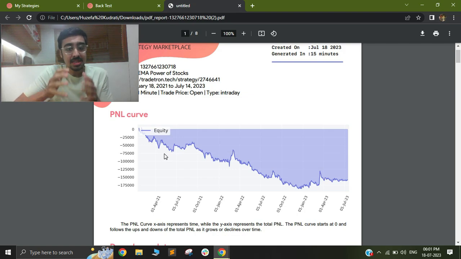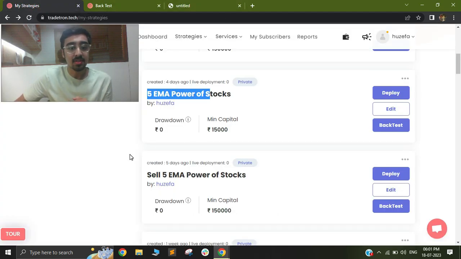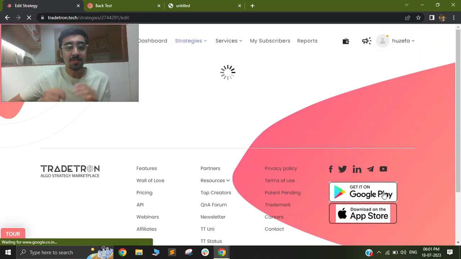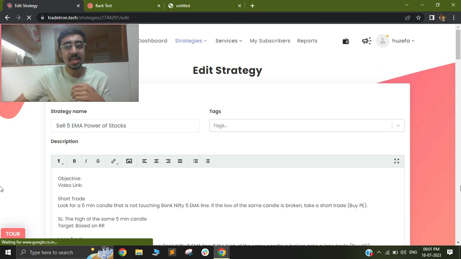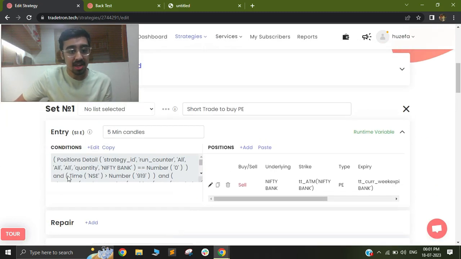So how can we fix a report like this? We have the same strategy, the exact same setup. The only thing we are doing is inverting our trades, which means that previously if we were taking a buy trade, we are now taking a sell trade. I have pretty much the exact same strategy here.